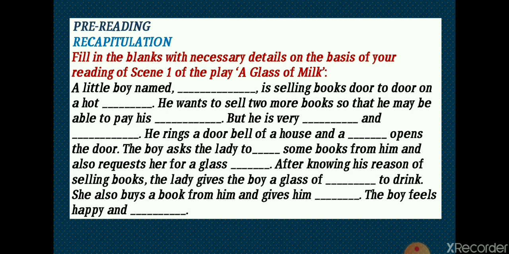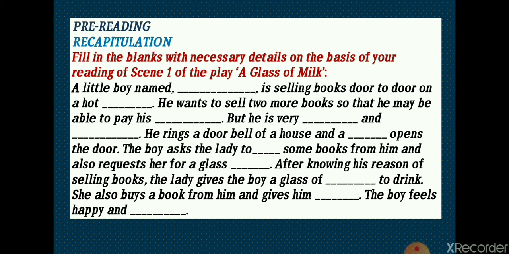He rings a doorbell of a house and a dash opens the door. Who opens the door? You have to tell here the name of the second character. The boy asks the lady to dash some books from him and also requests her for a glass dash. Here you have to fill two things. First, what was the boy doing with the books? And second, a glass of what?